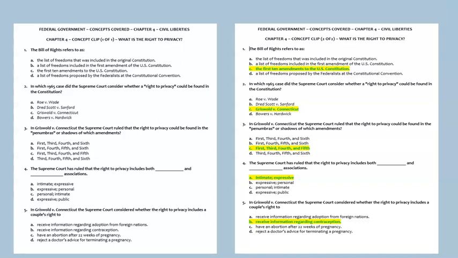So in this case, the Supreme Court ruled that the right to privacy could be found in the penumbras or shadows of which amendments, and it says 1st, 3rd, 4th, 5th. And then the Supreme Court has ruled that privacy includes both intimate and expressive associations. And finally, in Griswold versus Connecticut, the Supreme Court considered whether the right to privacy includes a couple's right to receive information regarding contraception.